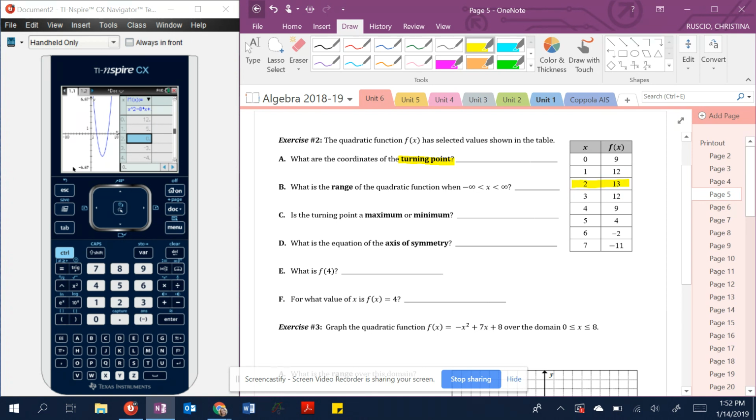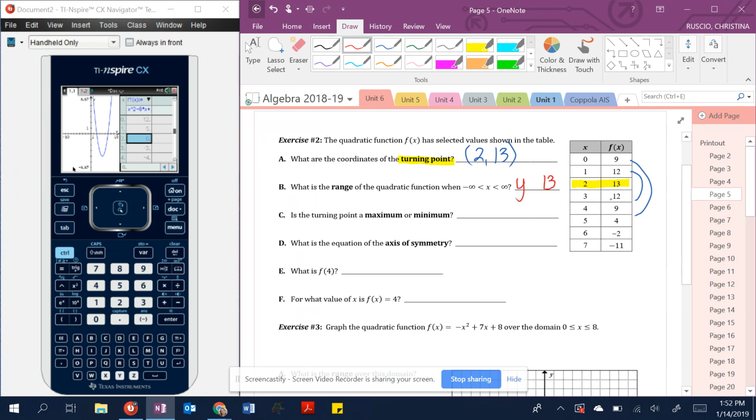There's a symmetry. Here's a symmetry. Do you see that going on with my y values? 12, 12, 9, 9. So 2, 13 is the turning point. The range. Oh, the range we can get from that y value, can't we? The range is always what compared to 13 here?